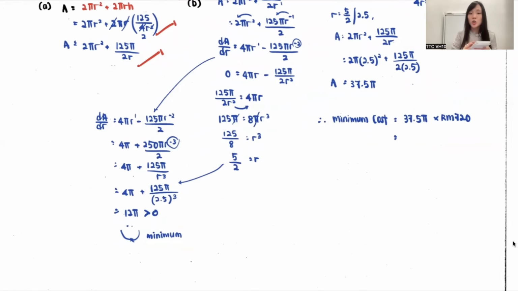Remember to use pi as 3.142. So press 3.142 times 720 ringgit. I get RM 84,834. That is the minimum answer, just like that.